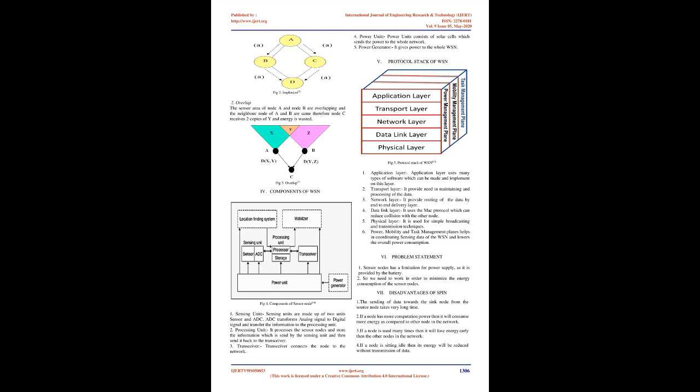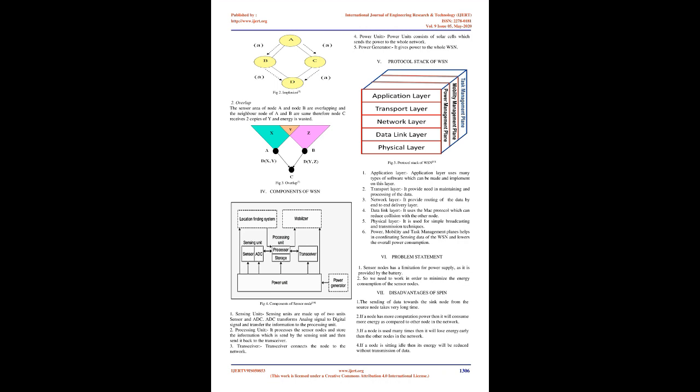Transceiver connects the node to the network. 4. Power unit. The power unit consists of solar cells which send the power to the whole network. 5. Power generator. It gives power to the whole WSN.